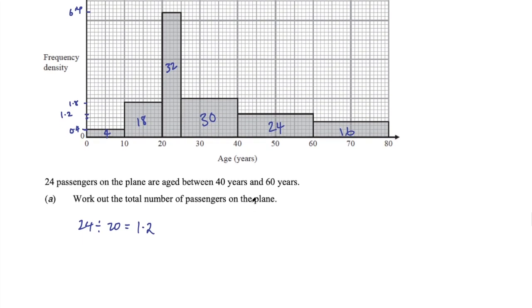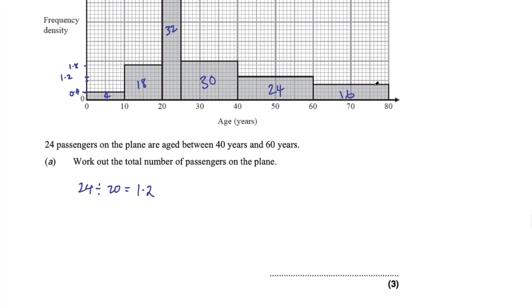Okay, then when you have all of the frequencies, add those all up. 4 plus 18 plus 32 plus 30 plus 24 plus 16 gives you a total of 124. So that's the number of passengers on the plane.